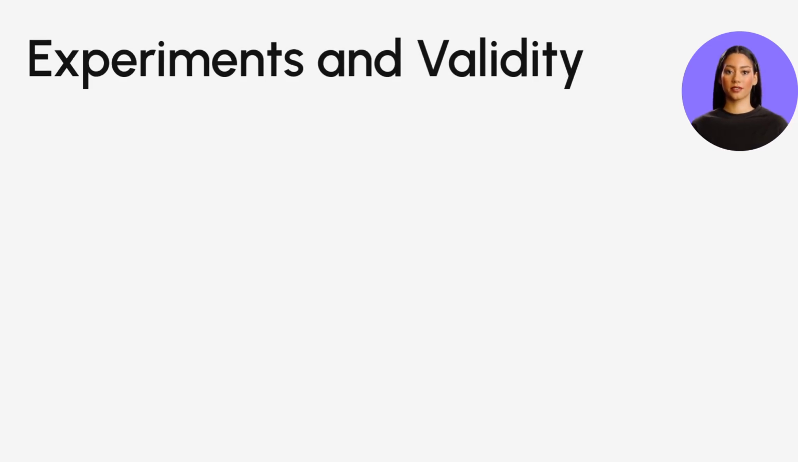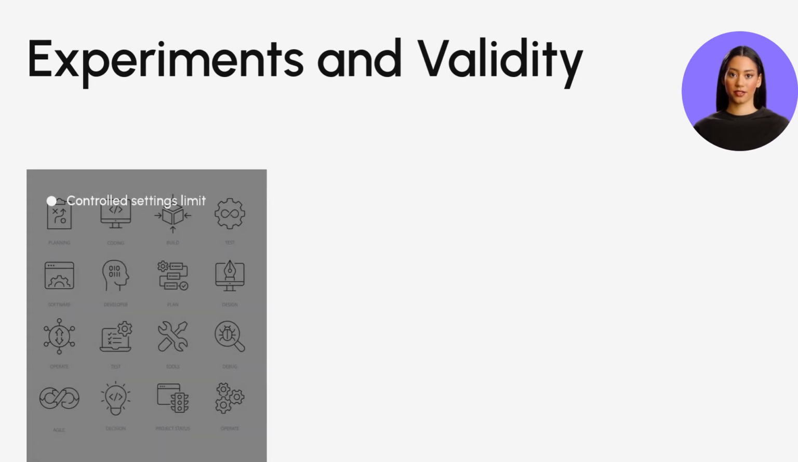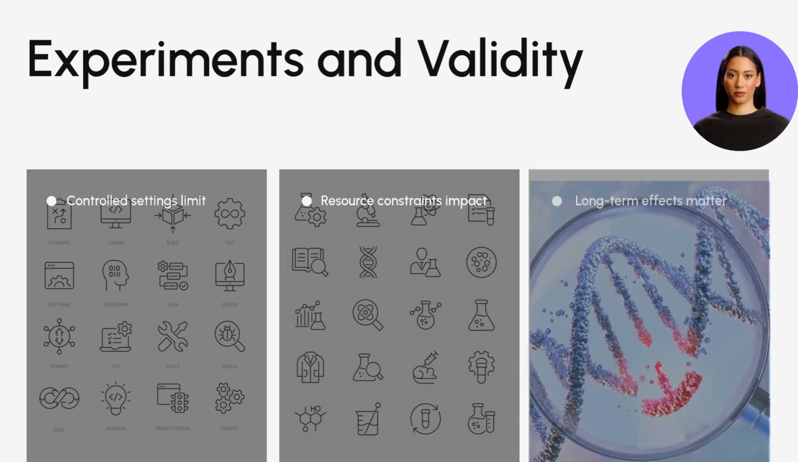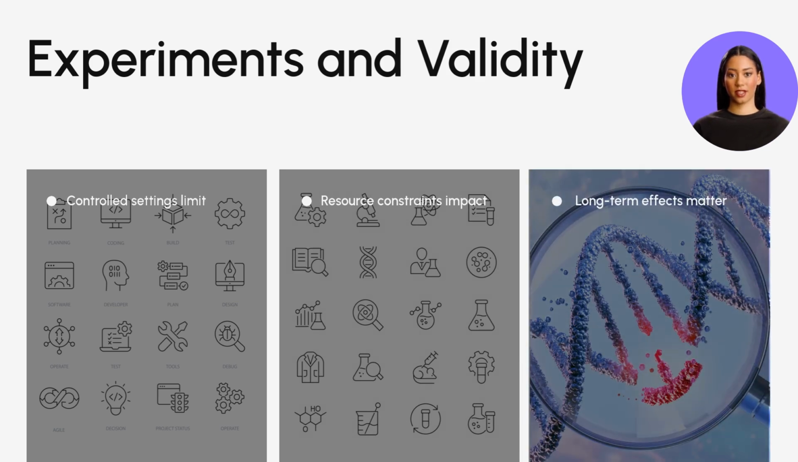Experiments in controlled settings may not represent real-world conditions. Resource constraints affect the feasibility of experiments. Ensuring external validity is critical for broader applicability. Long-term effects should be considered in business decisions. These factors impact the success of experimental design.